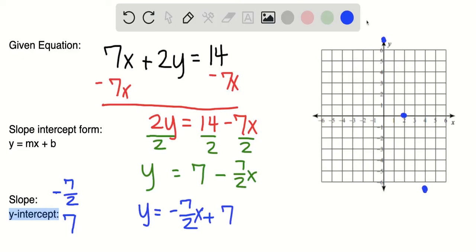Once you have a few points, you can go ahead and connect your points that you just made to show your linear equation.